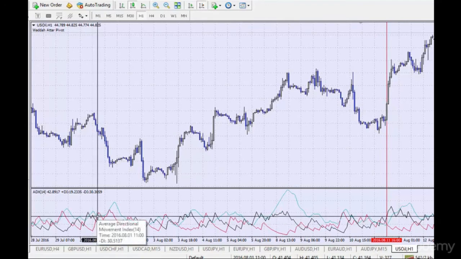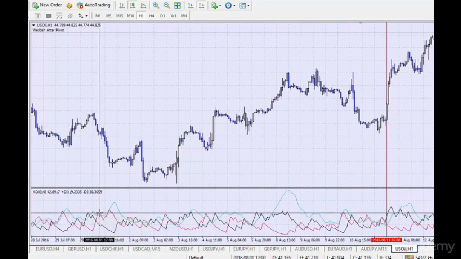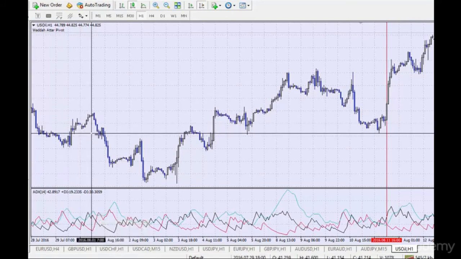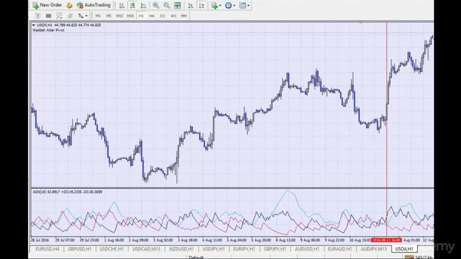Here's another trade that you could have taken using the ADX indicator. Remember, you wait until the lines exceed each other. That's when you would sell. So you would sell the market here when the red line, the minus line, exceeds the black line. Okay, so that's when you would sell. And let's see how much profits you could have made if you had entered the market there. Could have made over 100 pips profit.